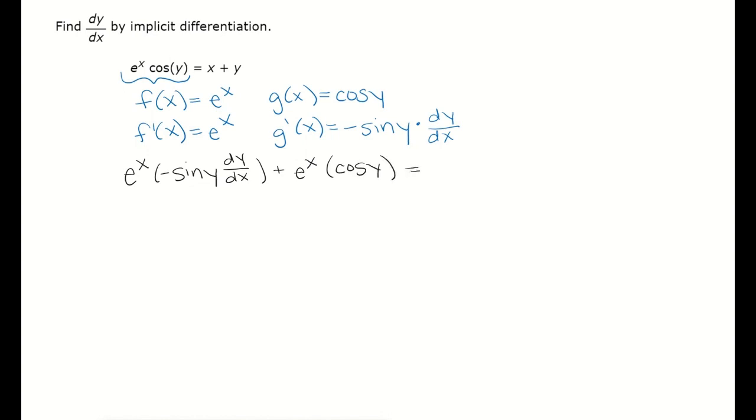The right side is easy because we know the derivative of the term x is 1 and the derivative of the term y is 1, also times dy over dx. So now if we distribute our terms on the left, we have negative e to the x sine y dy over dx plus e to the x cosine y equals 1 plus dy over dx on the right.